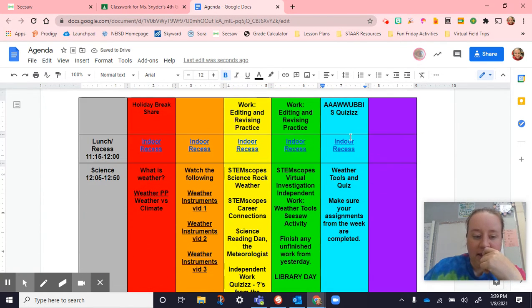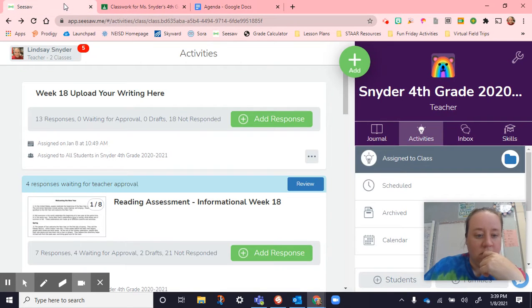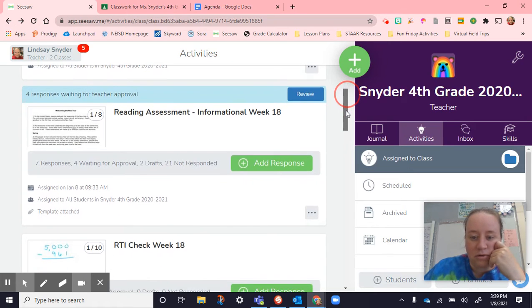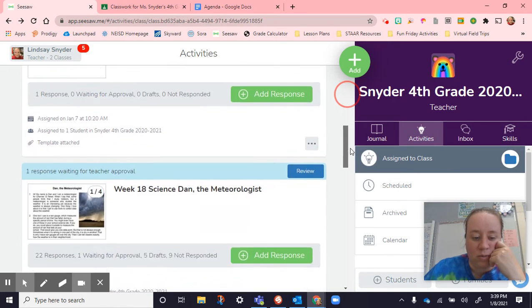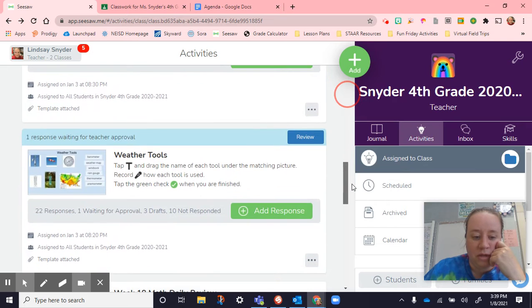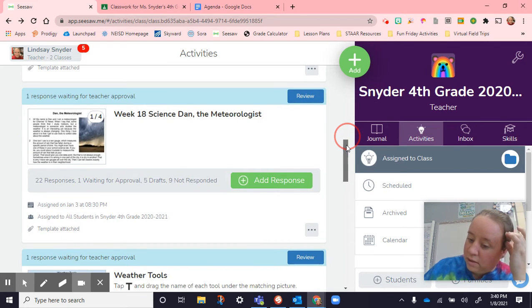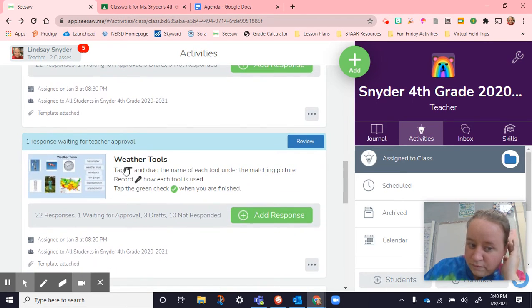Then we came back and we looked at some weather tools. Students had a lesson on Tuesday when we did our map testing. They had some videos, three little short ones that went over different weather tools. And then we also talked about them when we read Dan the Meteorologist. So we went over them to review today.